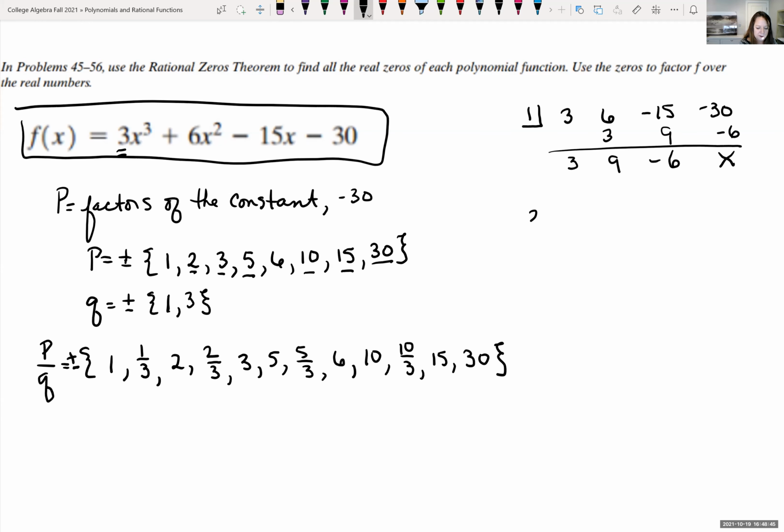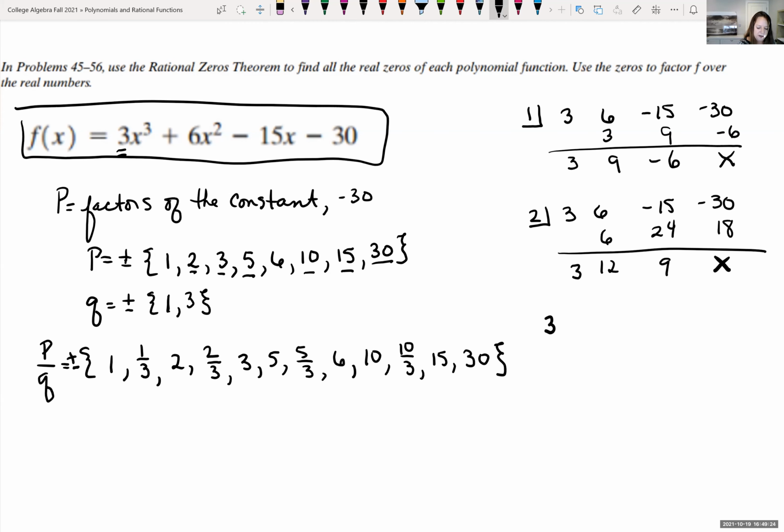So let's try 2. A lot of this is trying numbers just to see if we can find that remainder of 0. So bring down 3. 2 times 3 is 6. 6 plus 6 is 12. 2 times 12 is 24. Negative 15 plus 24 is positive 9. 2 times 9 is 18. But that's going to sum to, I'm sorry, not negative 22, negative 12. So that does not equal 0.